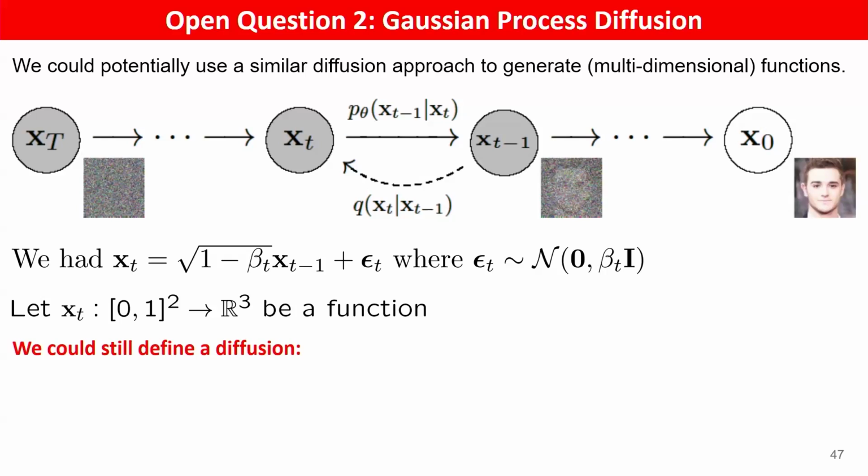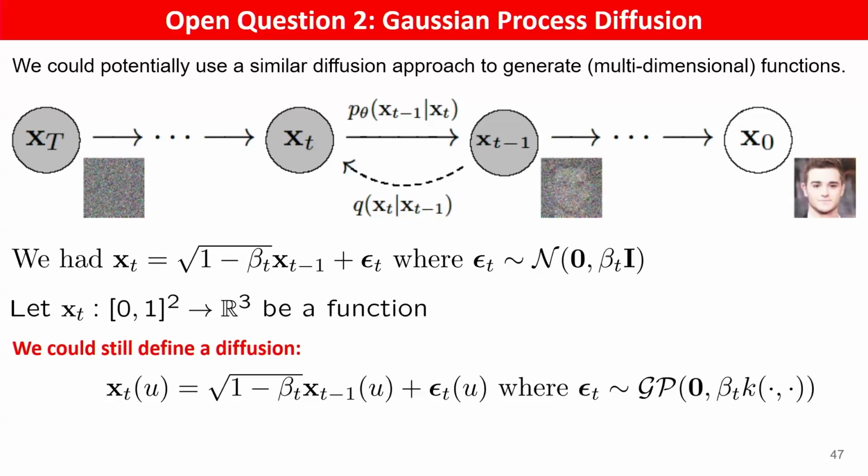So maybe a better way would be that instead of thinking of an image as a 100 times 100 dimensional vector, think of this as a 2-dimensional function. So an image is a 2-dimensional function that maps to RGB scores. So that's an image. And then we need diffusion-based methods that will generate functions instead of vectors or matrices. And how could we do it?